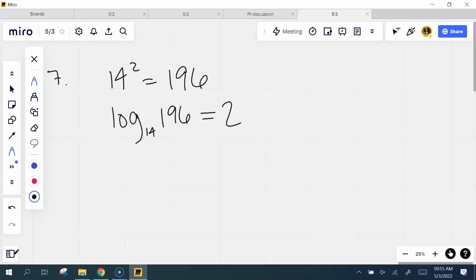Logs always equal exponents. If you remember that, bases are easy to remember, right? And the base is always written little. And logs equal exponents. You only have one thing left to put there.